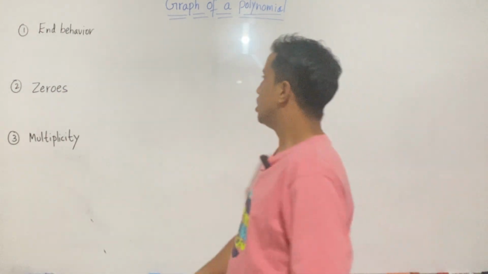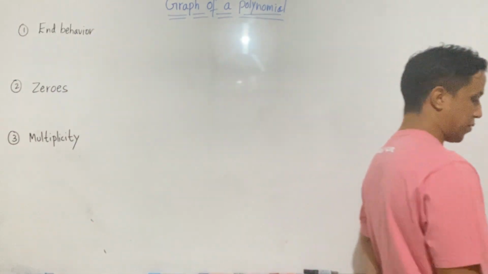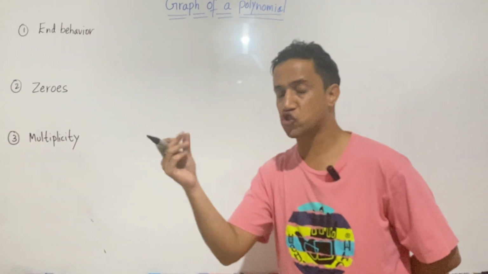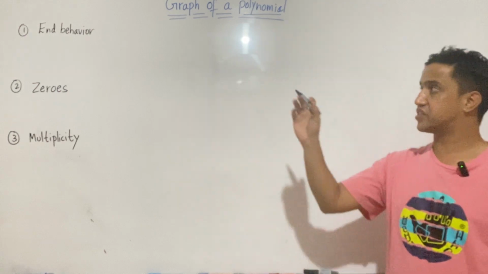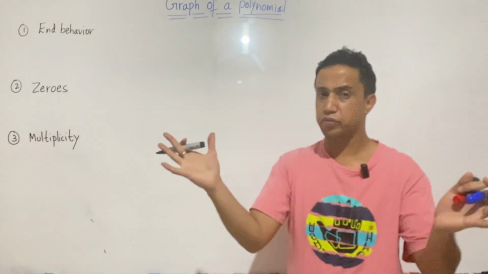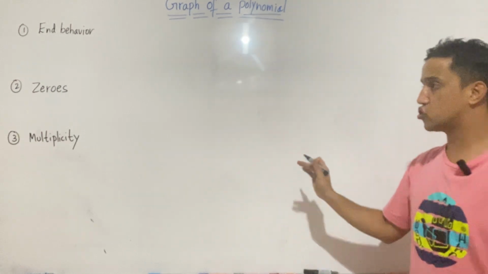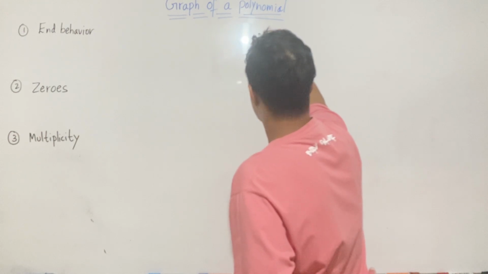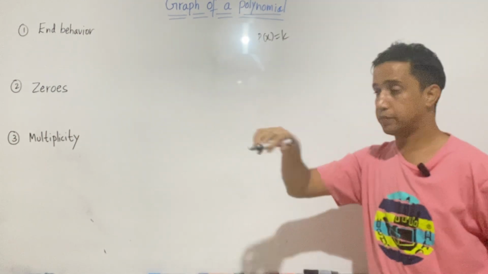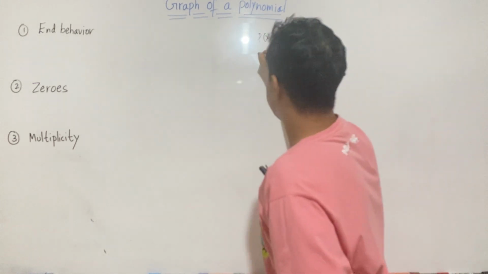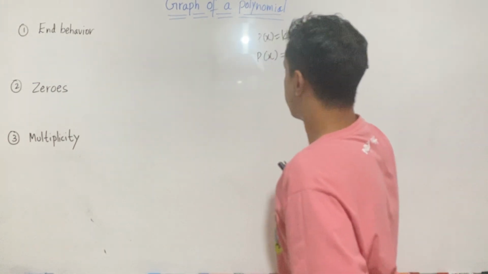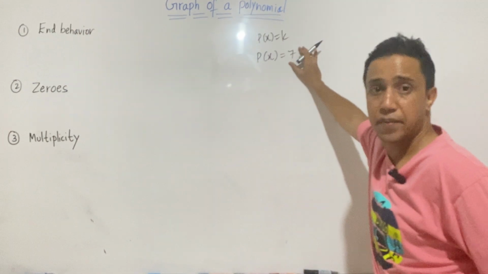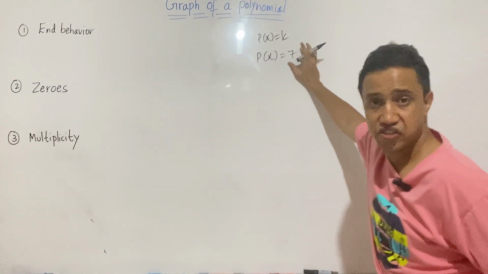Okay, so we'll start with the first, the constant polynomial. I will just describe it in a very simple way, so just try to understand. p(x) equal to k is a constant polynomial because it is of 0 degree. For example, p(x) equal to 7. See here, this is independent of x. It just has a constant value.